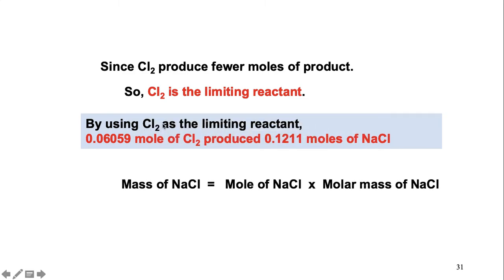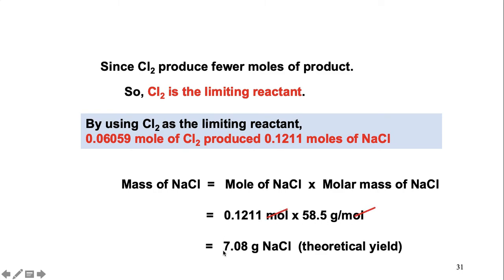So by using chlorine as the limiting reactant, 0.06056 mole of chlorine produces 0.1211 mole of sodium chloride. You use this number of mole, the one that you compare with the chlorine, not with the sodium, the one with the lower number of mole. So take this number of mole and find the mass of sodium chloride by multiplying it with the molar mass.